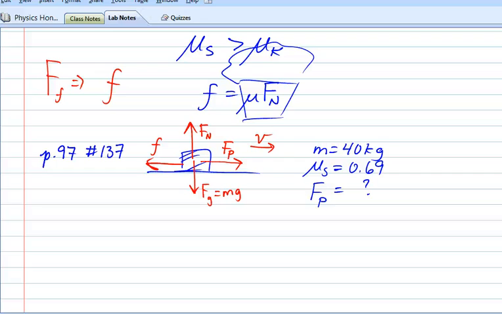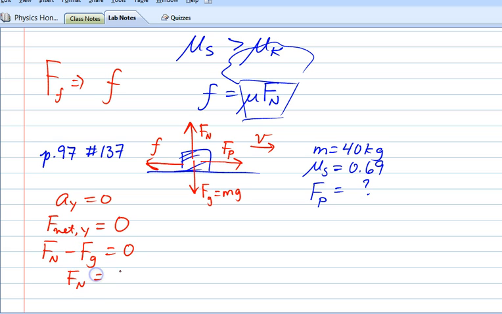It's pretty easy to figure this out. We know that it's not accelerating up or down, so ay is equal to 0, or F net in the y direction is equal to 0. So the normal force minus Fg is equal to 0, and the normal force is equal to mg. So we've seen that before. And then we also know that the net force in the x direction is equal to 0. And this is kind of tricky, but basically the instant that we reach the maximum force of friction, something will start moving.